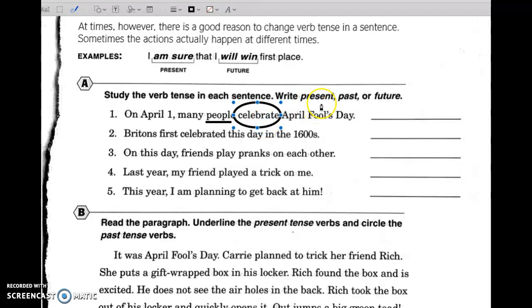To decide whether it's past, present, or future, just run through our list. Today I celebrate, yesterday I celebrated, and tomorrow I will celebrate. Which one of those matches up? Today I celebrate matches, and we can even use the actual subject, which is people: today people celebrate. That is present tense, so you are going to write present on the line like the directions say.